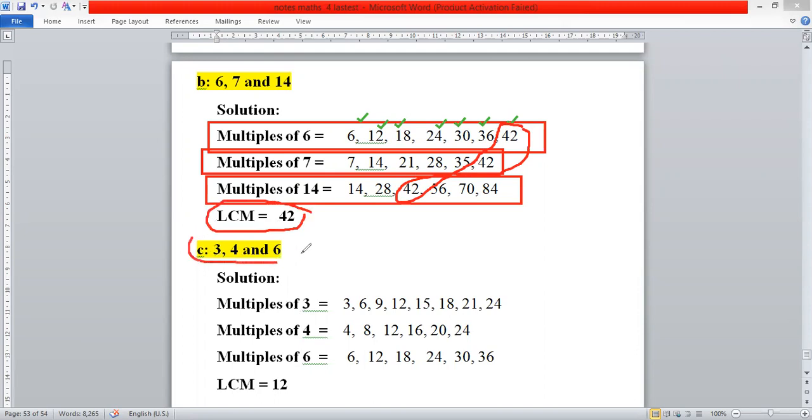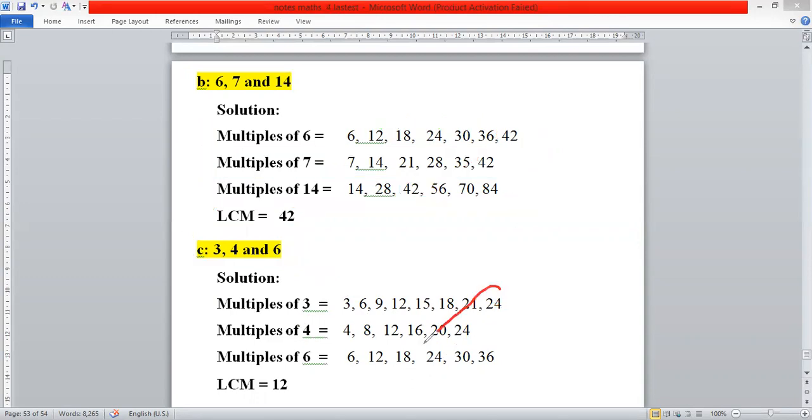Part C. In part C, we have the numbers 3, 4, and 6. We will write the multiples of 3, then 4, then 6. Here in multiples of 3, we are extending the multiples more than 6 because of our need. 12 is the first common multiple of 3, 4, and 6. So we write LCM is equal to 12.